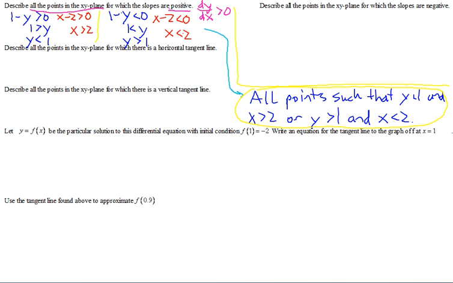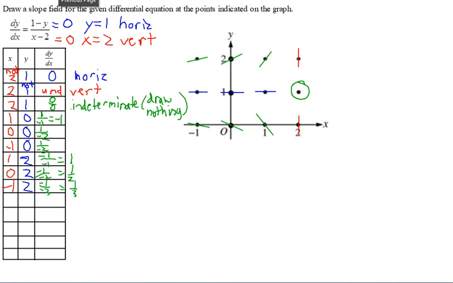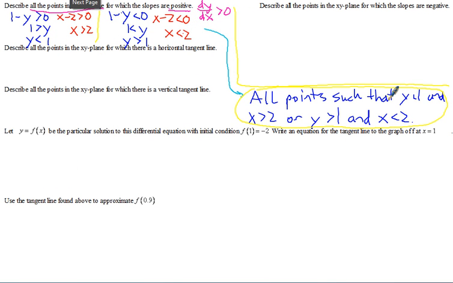Okay. So if you looked at your slope field, you probably could tell this one, y is greater than 1, x is less than 2. You could probably get that, but because we didn't graph the whole thing, you probably would have missed this other one where y is less than 1 and x is greater than 2, because that part we didn't graph on our slope field.